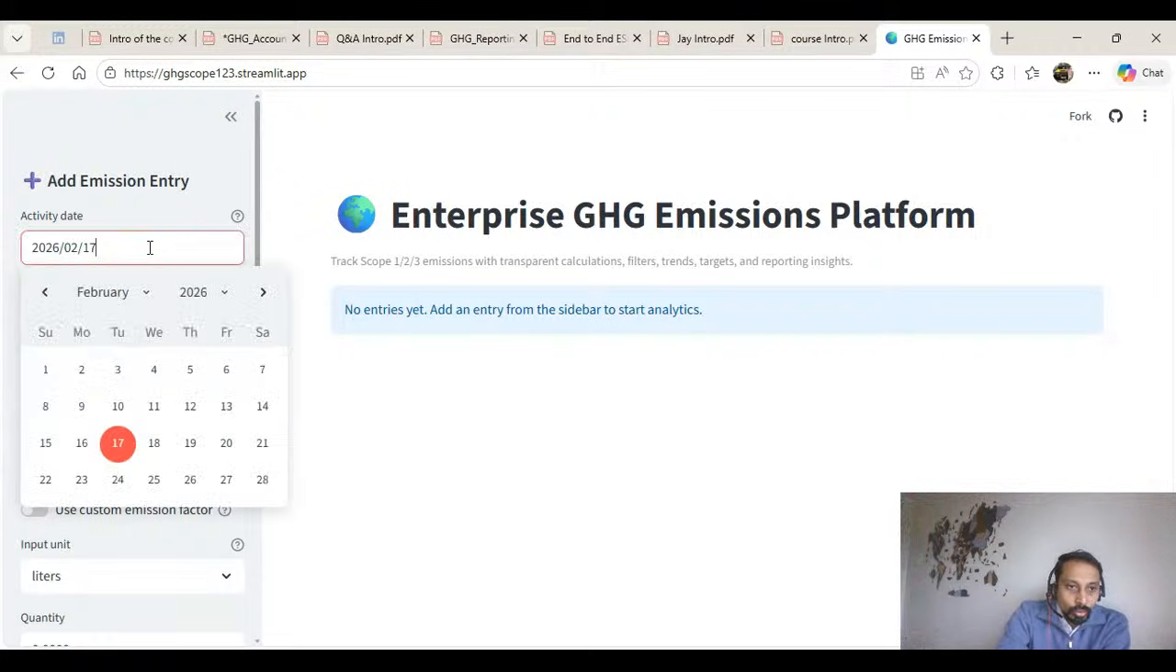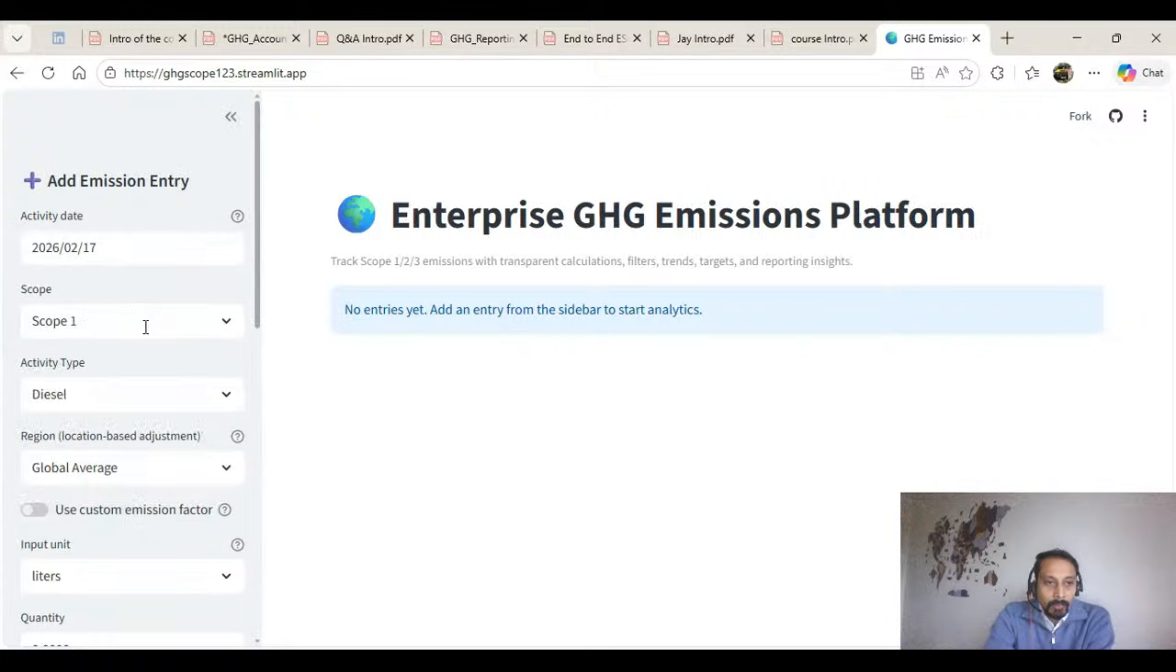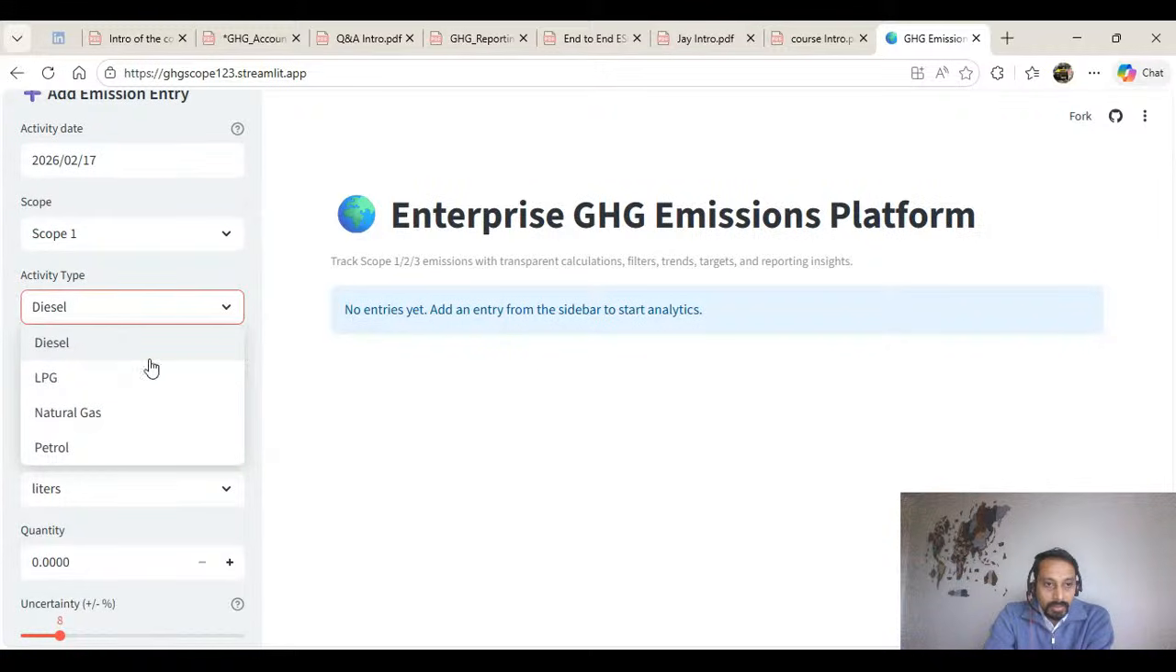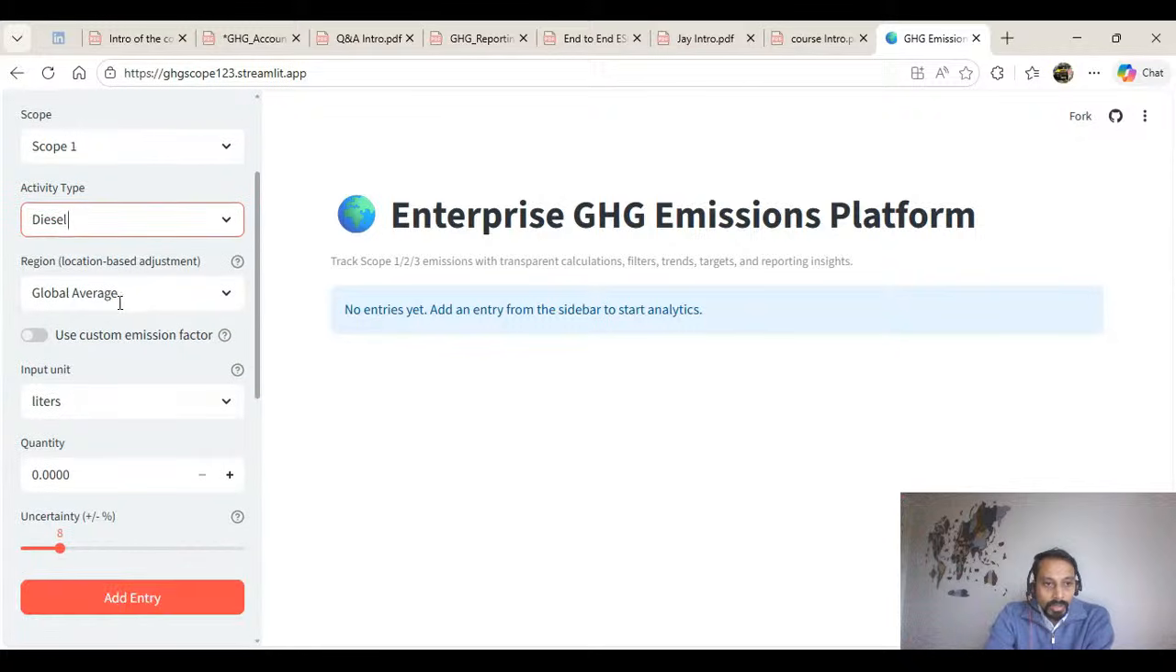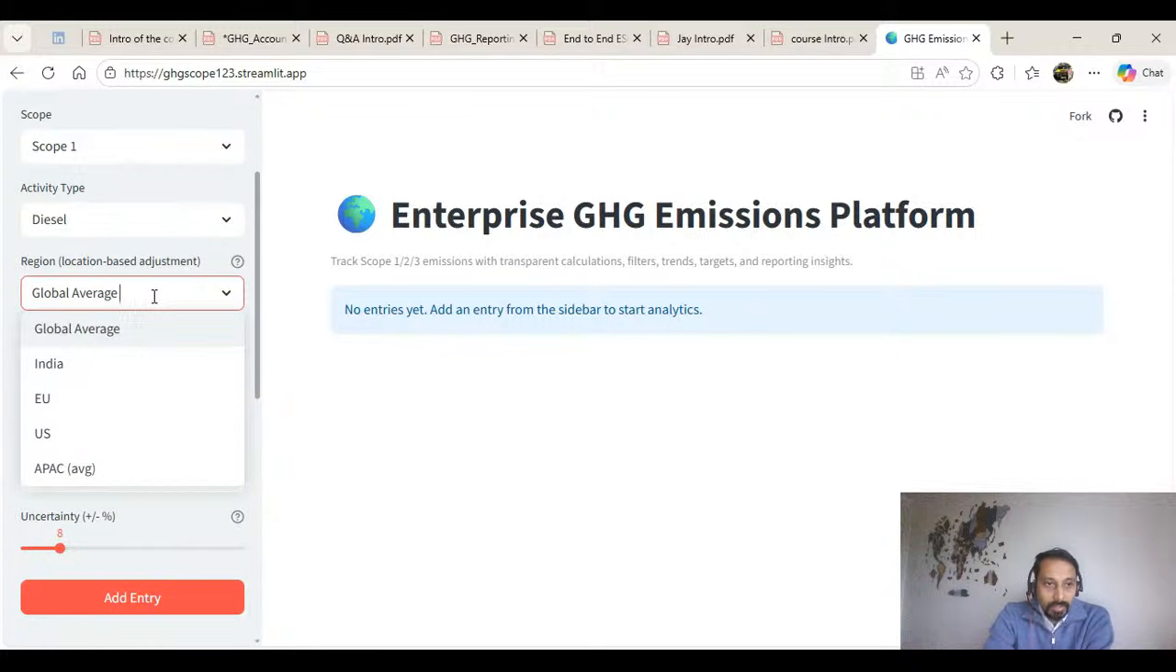Let me quickly show you the tabs that I already built. You can mention the activity date whenever you are collecting the data. For category, you can choose scope 1, and take diesel, natural gas, petrol, and other types as well. You can also mention the overall region, whether you are in India, EU, US, or APEC, or use the global average.